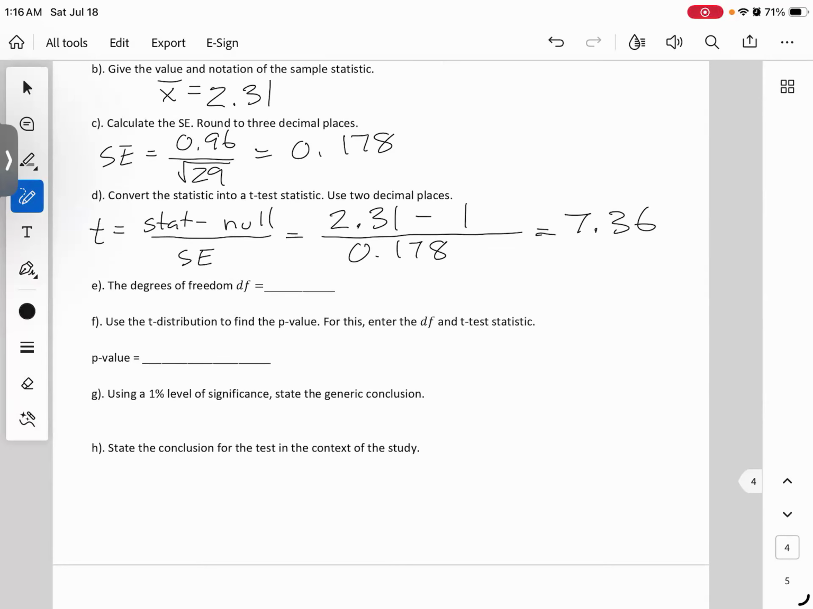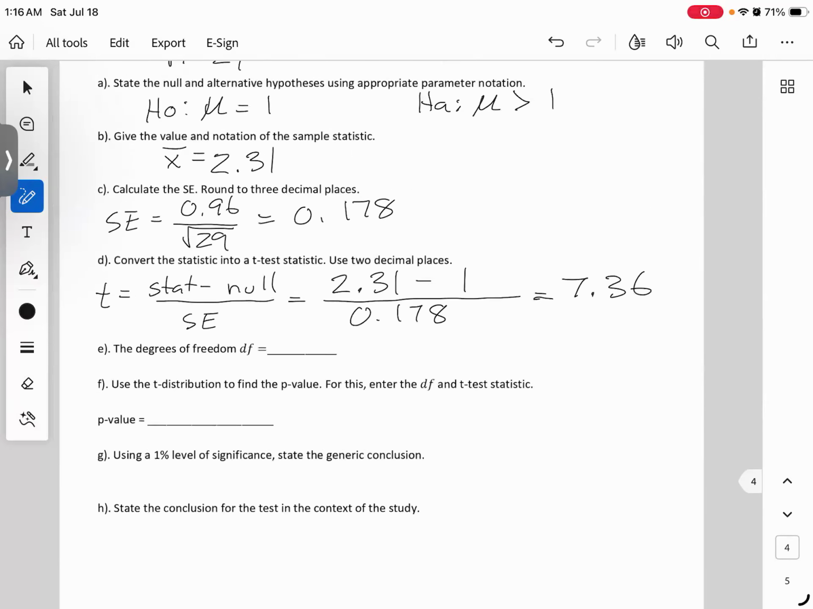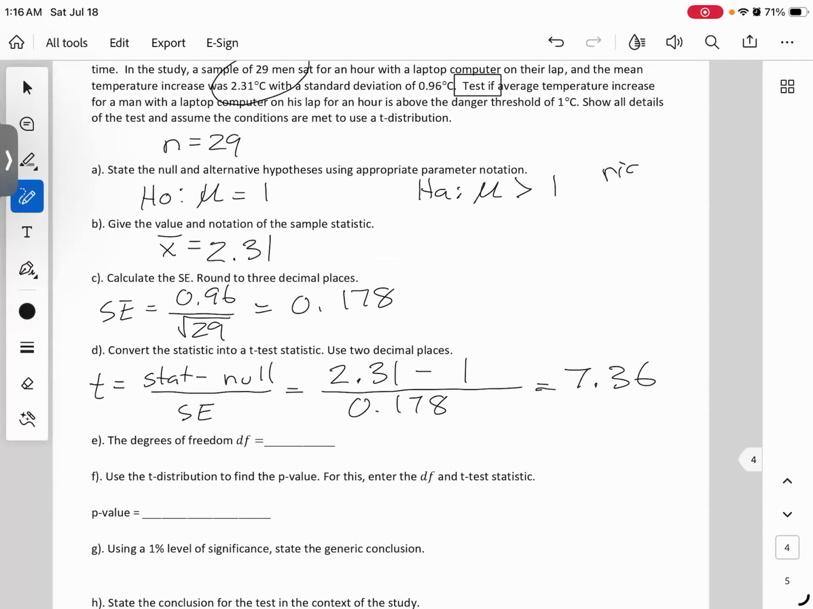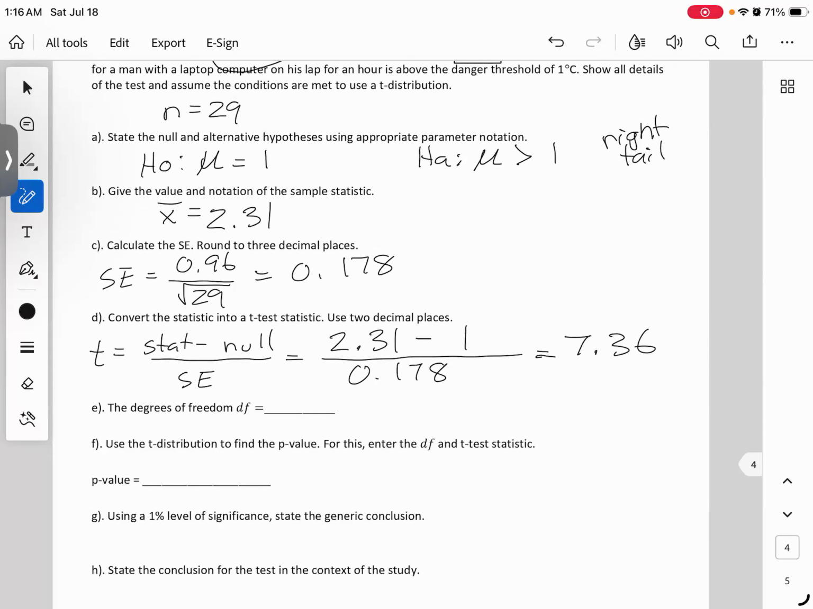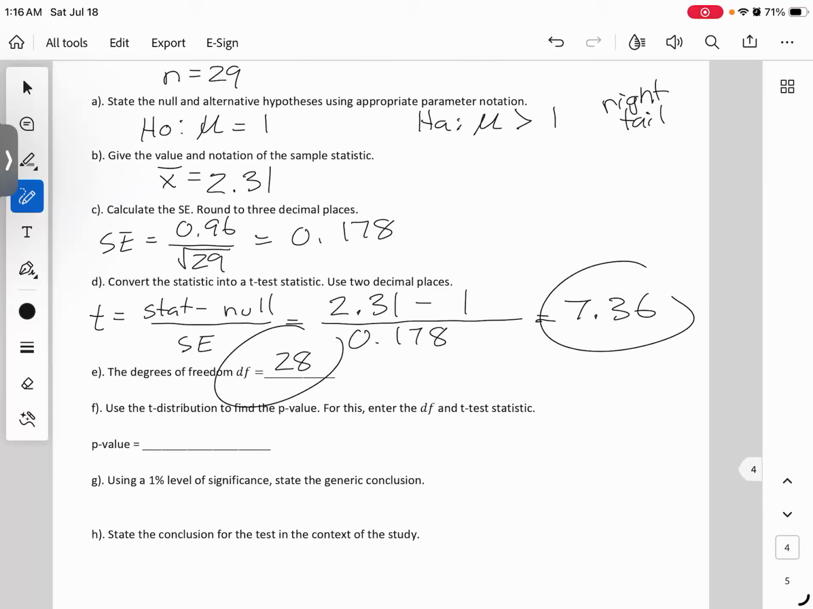Now, this is what we were doing at the very beginning of the lesson. As long as you know that you're doing a right tail and that the degrees of freedom would be 28, because 29 minus 1, with this and the t distribution, you can get your p-value. And business as usual. If the p-value is small, you can reject the null hypothesis. You can say that there's enough evidence for... But let's go there and let's do it.